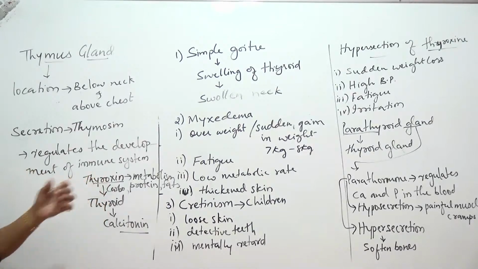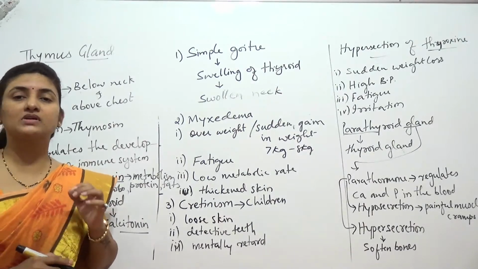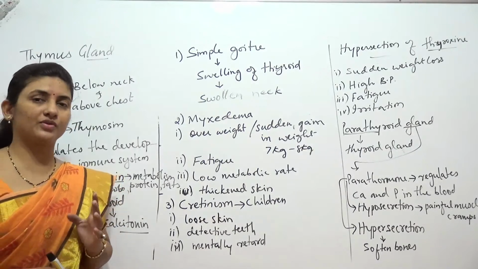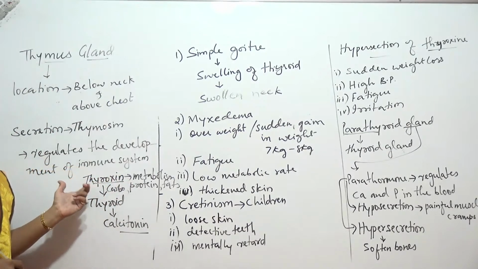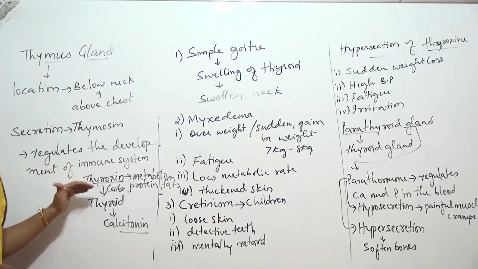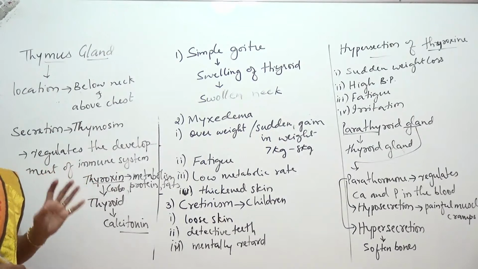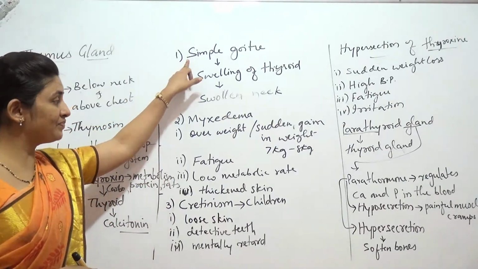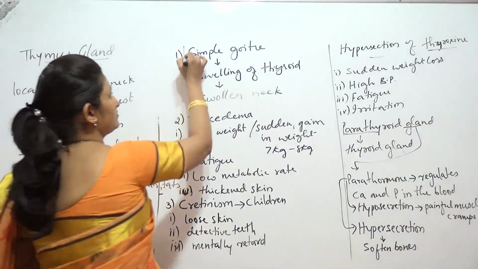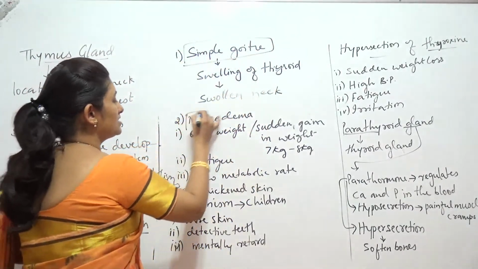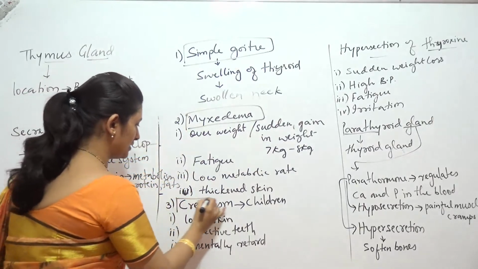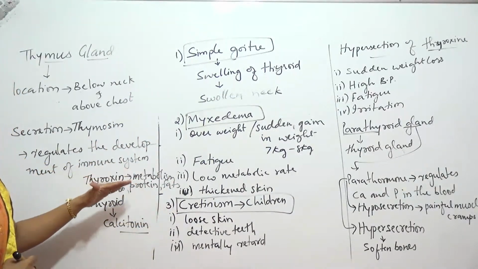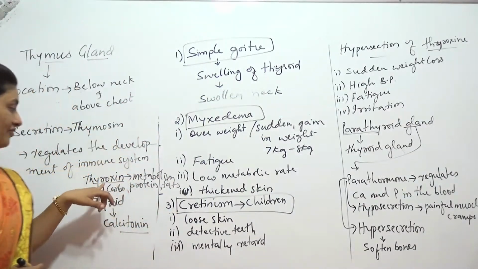Along with that, thyroxine is called the personality hormone, as it is related with the overall development of the body of the person. Now, coming to the hyposecretion and hypersecretion. For hyposecretion, there are three different types: simple goiter, myxedema, and cretinism. These are the three conditions we come across in the hyposecretion of thyroxine.